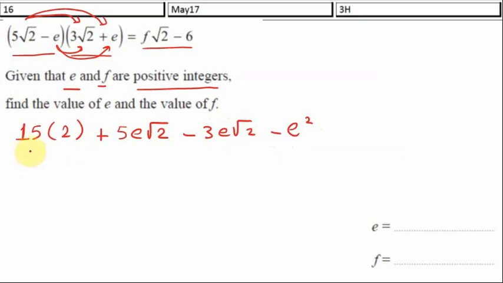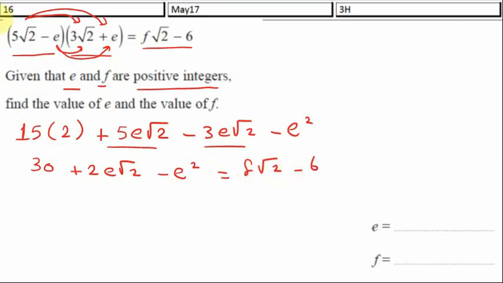Let's simplify more. 15 times 2 equals 30. We have here like terms, so 5e root of 2 minus 3e root of 2, 5 minus 3 is positive 2e root of 2 minus e squared. Okay, comparing to the right side now, equal f root of 2 minus 6.